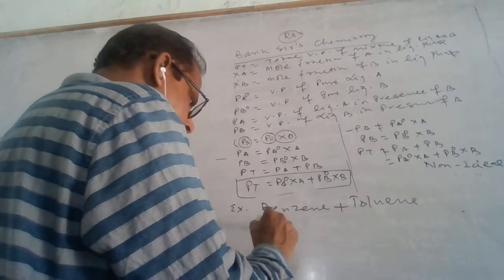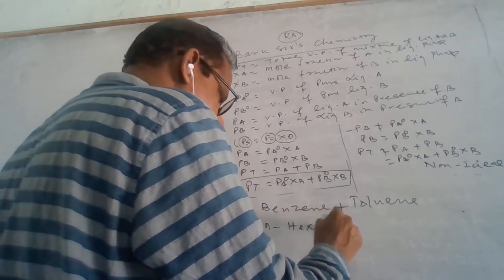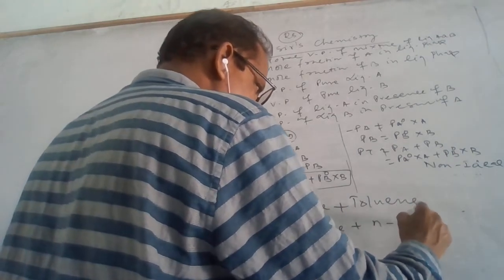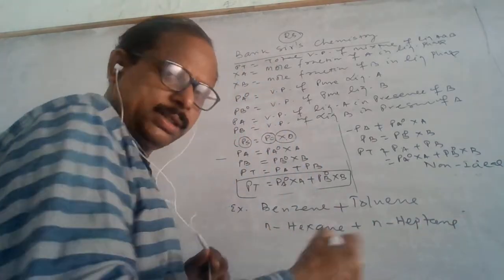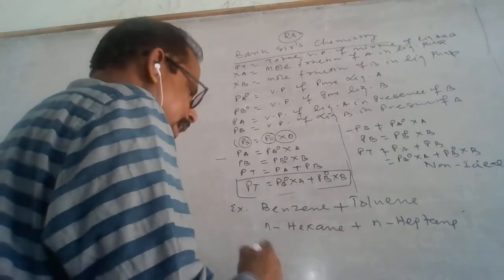So another is n-hexane plus n-heptane. So that is very close in nature. So we can say that is an ideal solution.